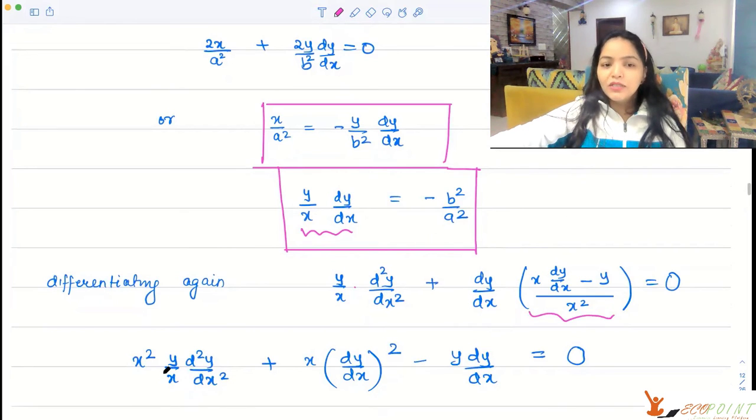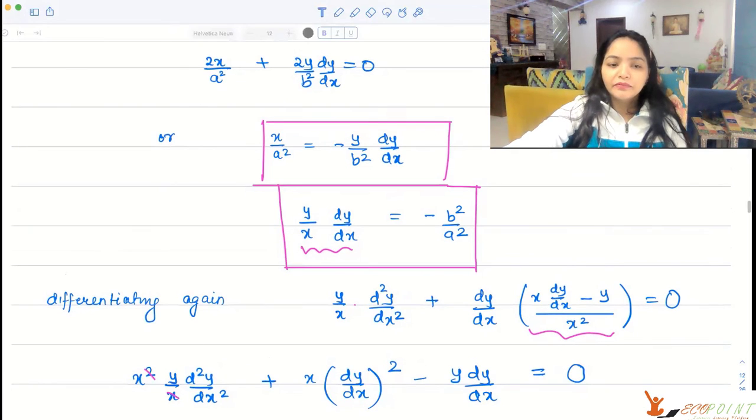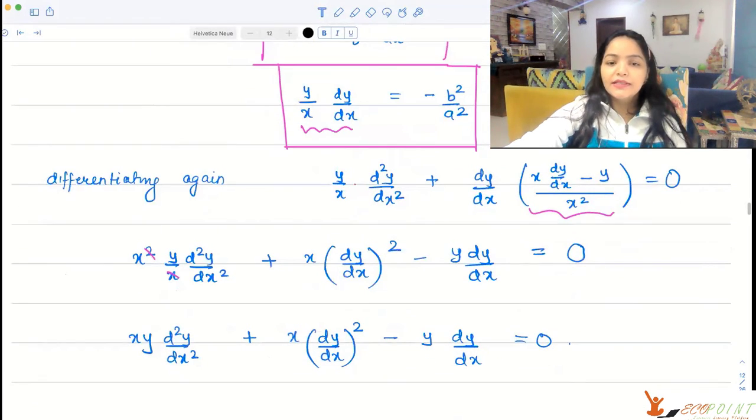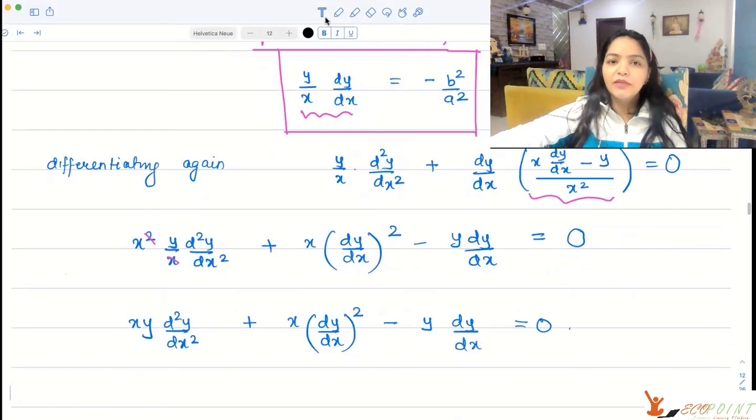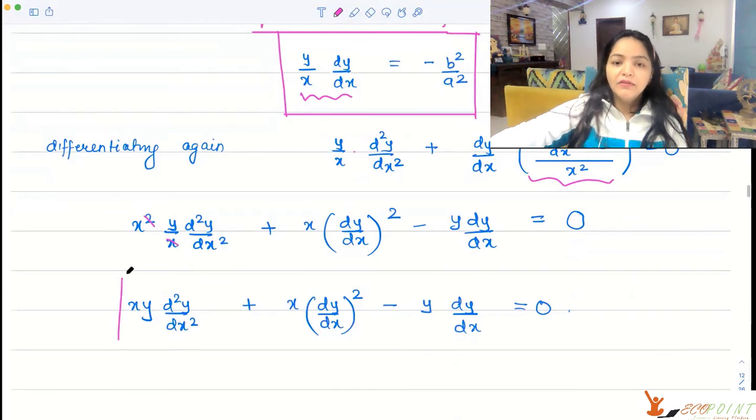So yes, what's going to happen here? Just open it up. And you get x squared y by x. So 1 x will cancel here due to y upon dx squared plus x times dy by dx whole squared minus y times dy by dx. So this is what I get. So this is the equation which is being satisfied by the family of ellipses.